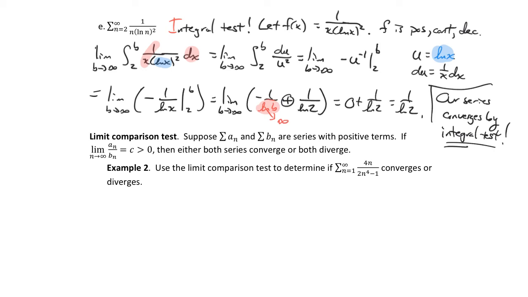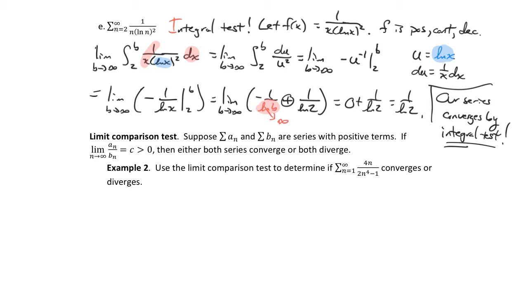Our final example deals with something called the limit comparison test. The limit comparison test is useful when you have something that kind of looks like it could be done by the comparison test, the ordinary comparison test, but the inequalities don't line up the right way.